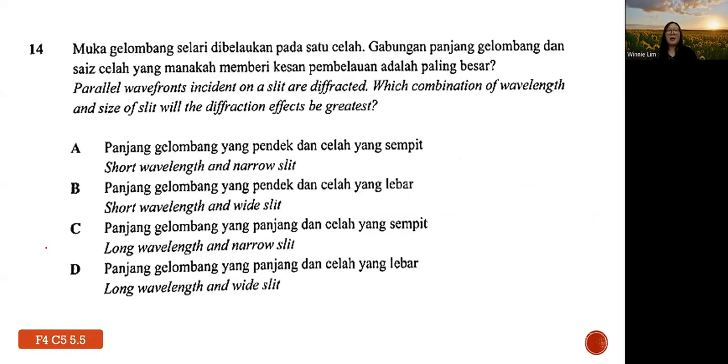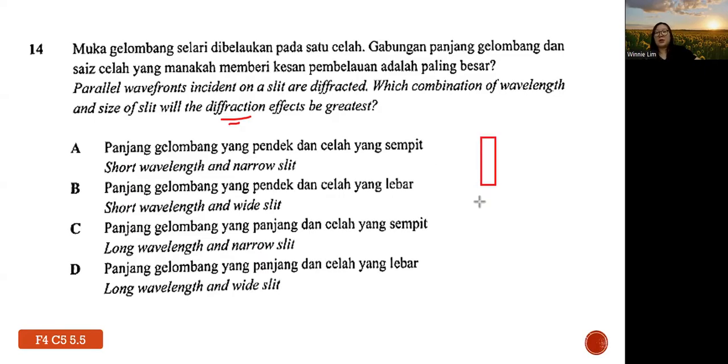Question 14. Parallel wavefronts incident on a slit are diffracted. Which combination of wavelength and size of slit will make the diffraction effect greatest? Firstly, you need to know what is meant by diffraction. Diffraction is when the wave passes through a slit, or even goes around an obstacle, and it will spread out.